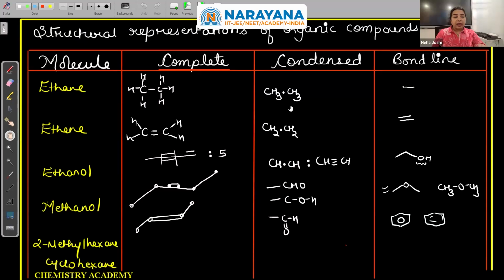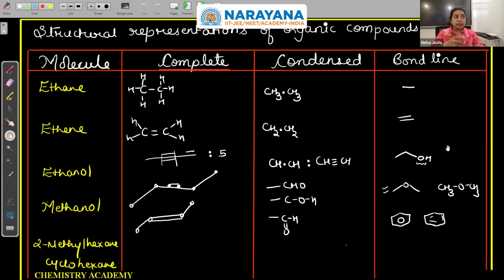So, structural representation. I don't know whether you are reading NCERT or not, but if you have not, please make it a ritual. Read some pages of NCERT daily. Compulsory reading of NCERT is needed for both Mains as well as Advanced. Please do not neglect it.